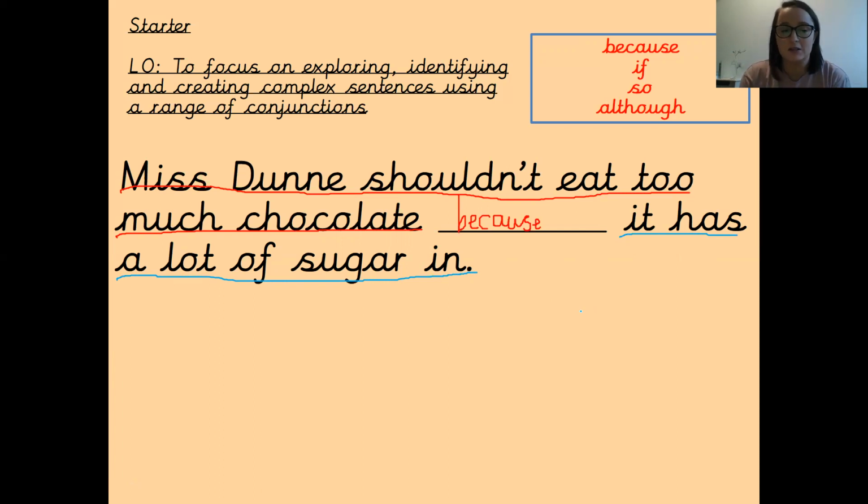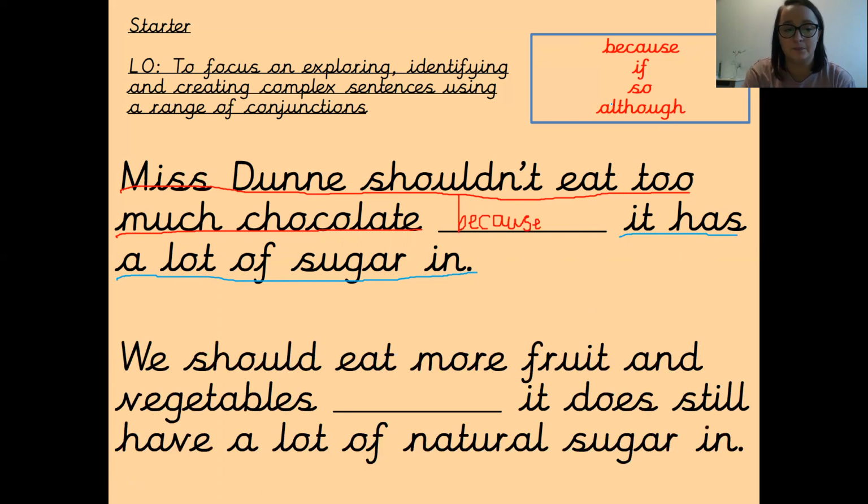Are we ready for your sentence? So have a look at it. Choose one of these words from the top, one of the conjunctions that would make sense in that sentence, and then you can pause the video. So we should eat more fruit and vegetables. It does still have a lot of natural sugar in. So would it be because, if, so, or although? Pause the video, write your sentence out, and remember to underline that conjunction. Off you go.